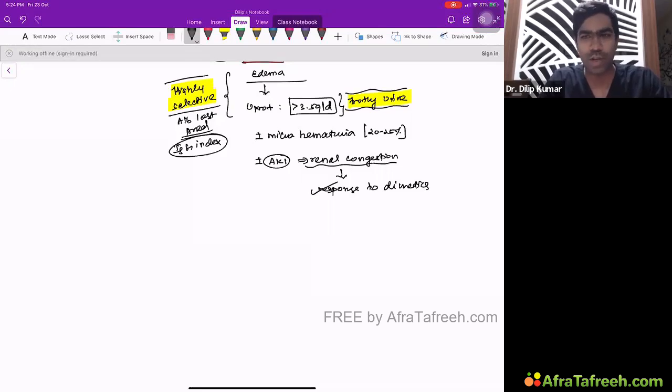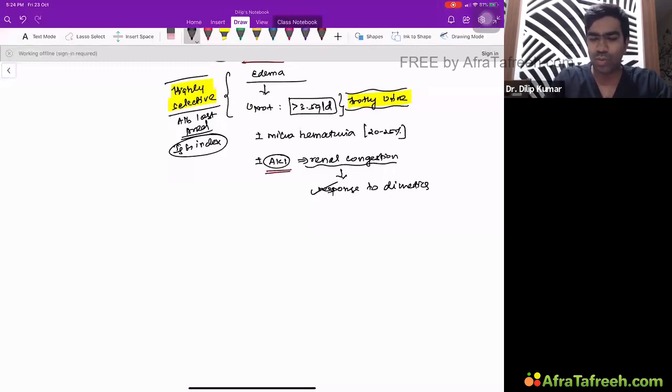They typically respond to diuretics, and that is the reason. So this AKI is not that bad. That is due to renal congestion rather than glomerular damage. So it responds very nicely to diuretics. That's the most important point that you need to know.